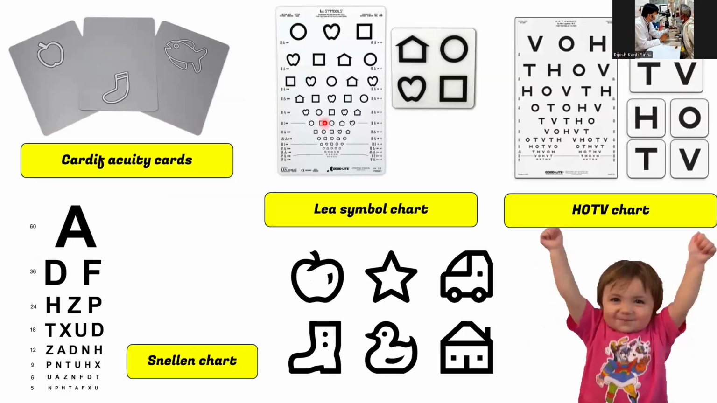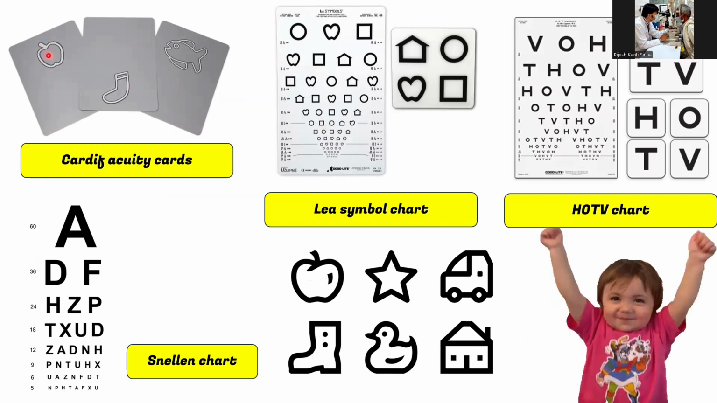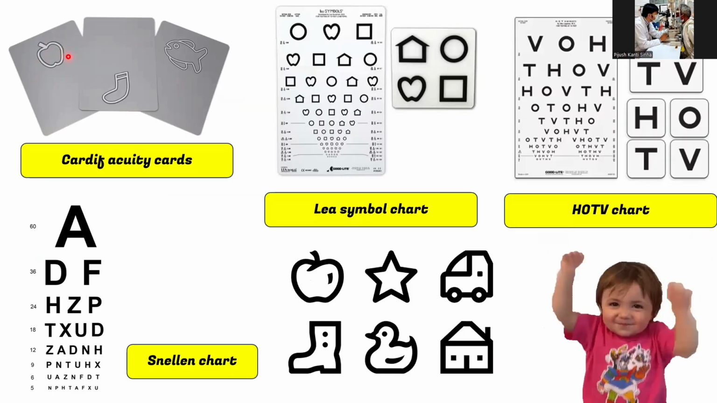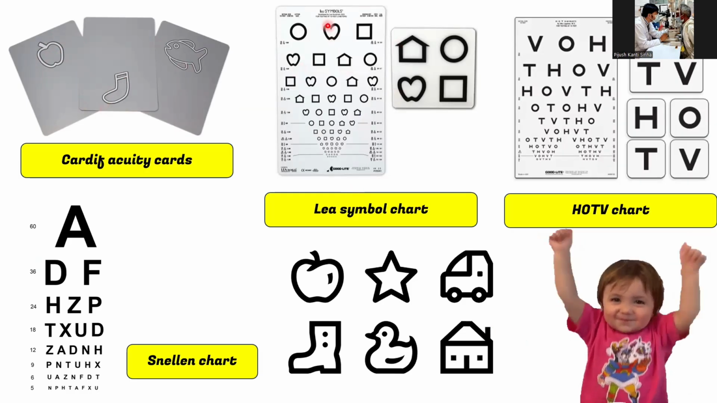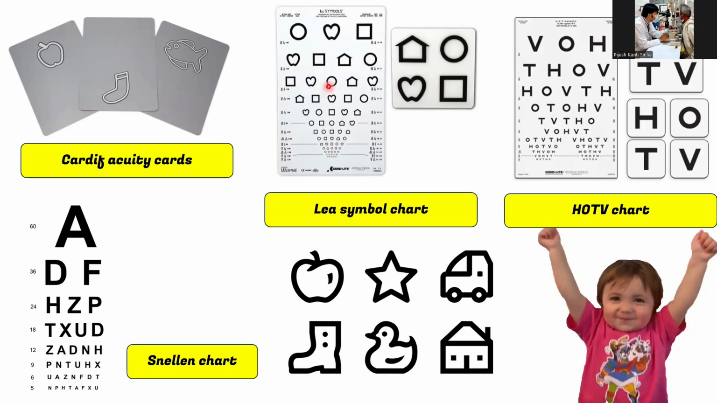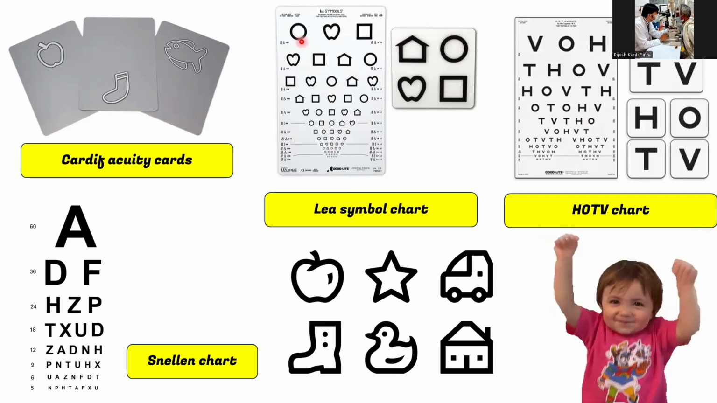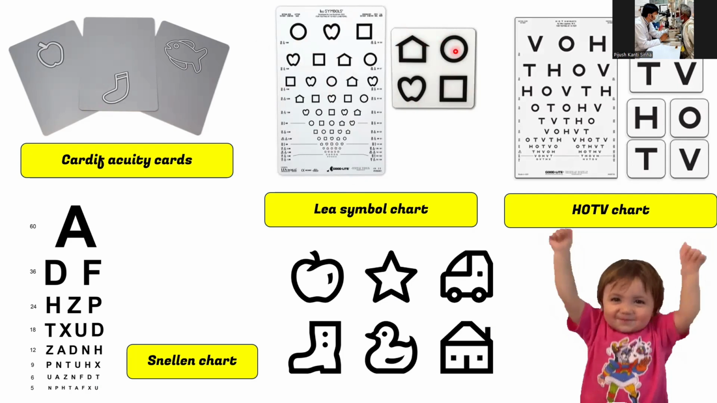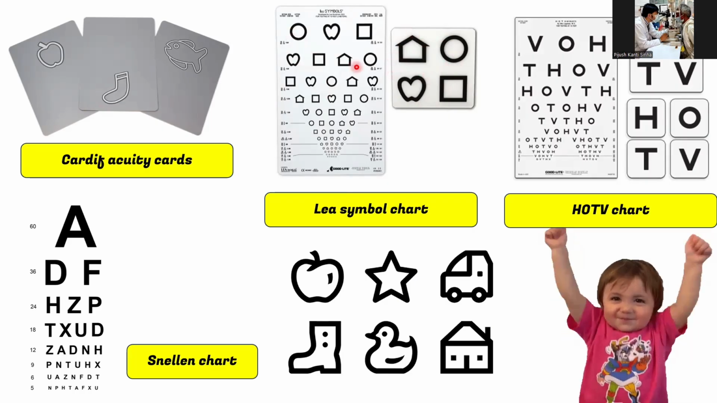Okay. So here you see this is the Cardiff acuity card, having blue and black line letters on a gray background. I will tell about the Cardiff acuity card later in the next slide. This is the Leah symbol chart. Here the chart distance from the child will be 4 meters, and you will give this card to the child and tell the child, if you are showing this circle, to match this picture to the card handed to the child. Now the child will match it with the pointed picture. So this is how you will record the patient's visual acuity.